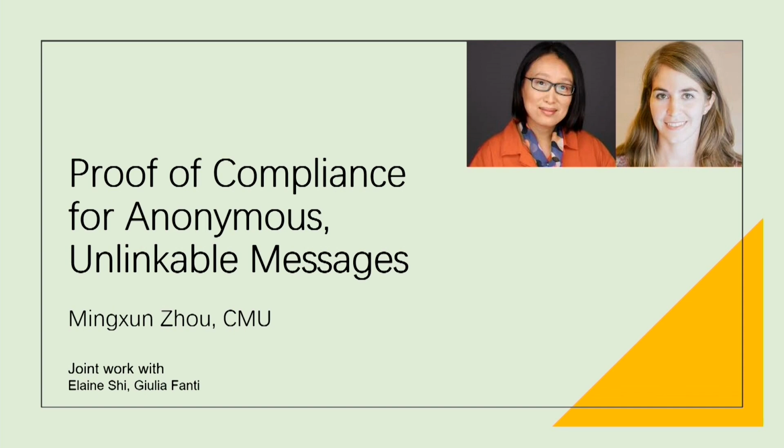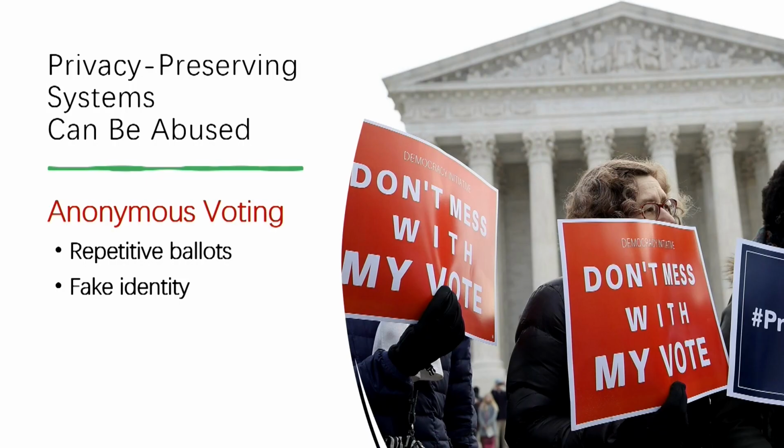The main motivation for our work is that privacy-preserving systems can be abused by malicious users, and there are several examples. For example, in anonymous voting, a malicious voter can cast repetitive ballots, or they can even have fake identities so that they can bias the voting outcome, which is something that we definitely don't want to have.